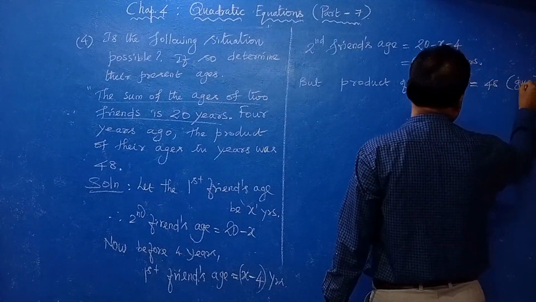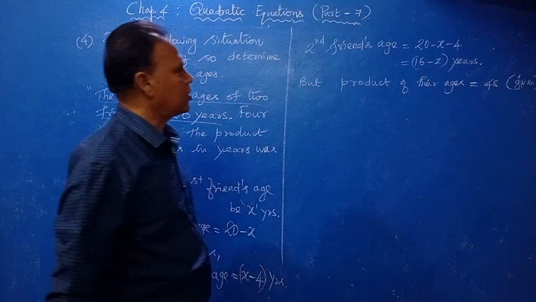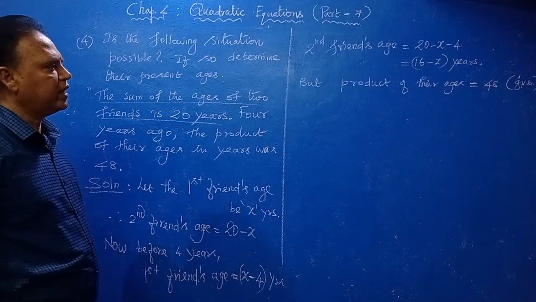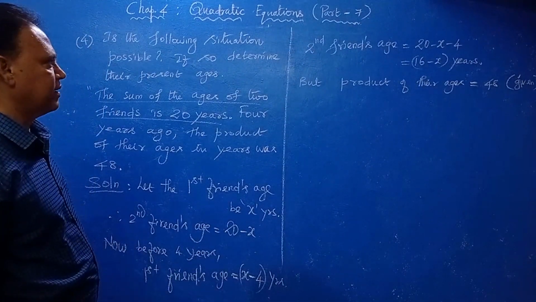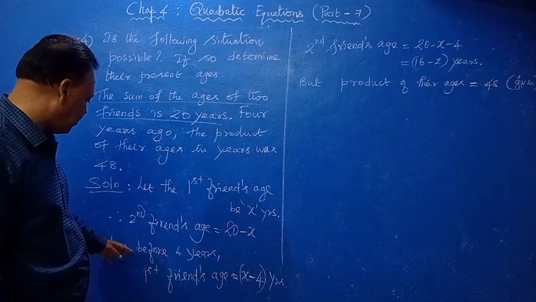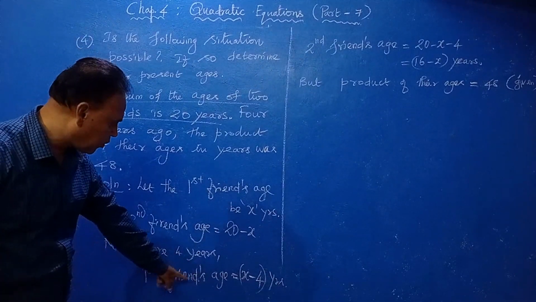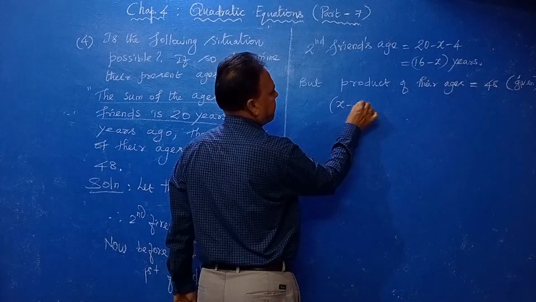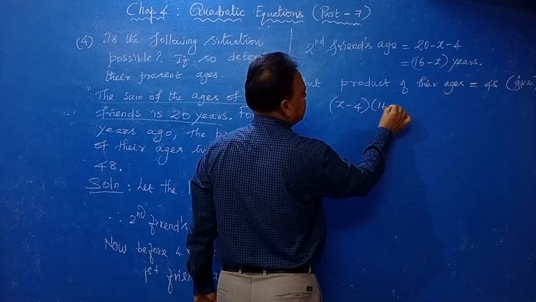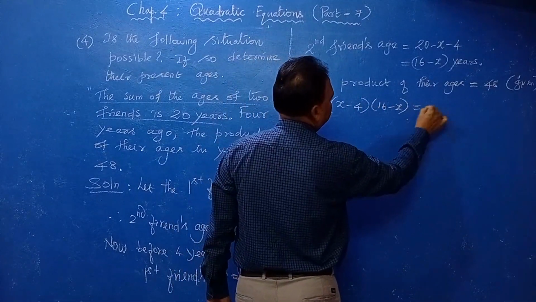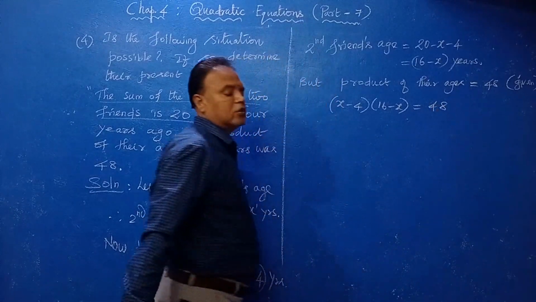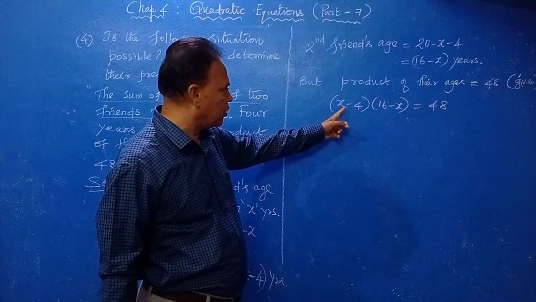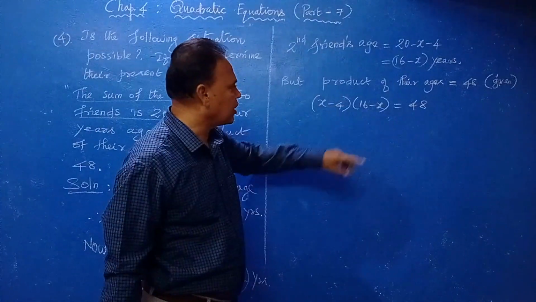The product of their ages, 48, is given. So the product of their ages four years ago is (x minus 4) into (16 minus x), and that is equal to 48. Now you have to do ordinary multiplication.